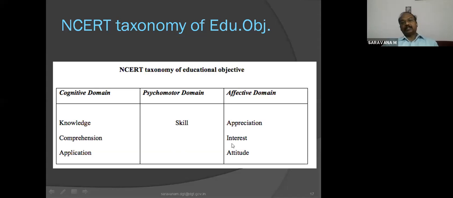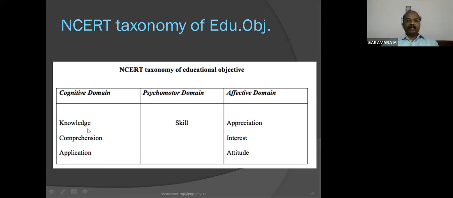So appreciation, interest, attitude, and all are emotional aspects. That's why they are kept in the affective domain. And skill is physical activity or performance related, job related. That's why it's kept in the psychomotor domain. Knowledge, comprehension, application are related to knowledge, and that's why they are kept in the cognitive domain. So in their system, they follow educational taxonomy, Bloom's taxonomy, in this way.